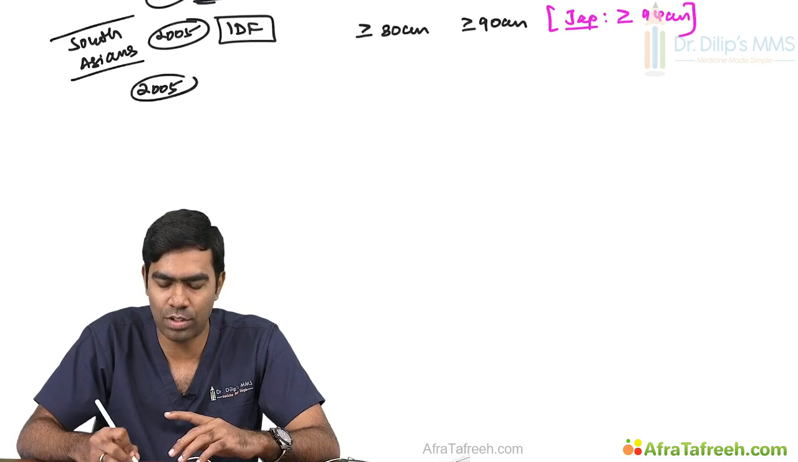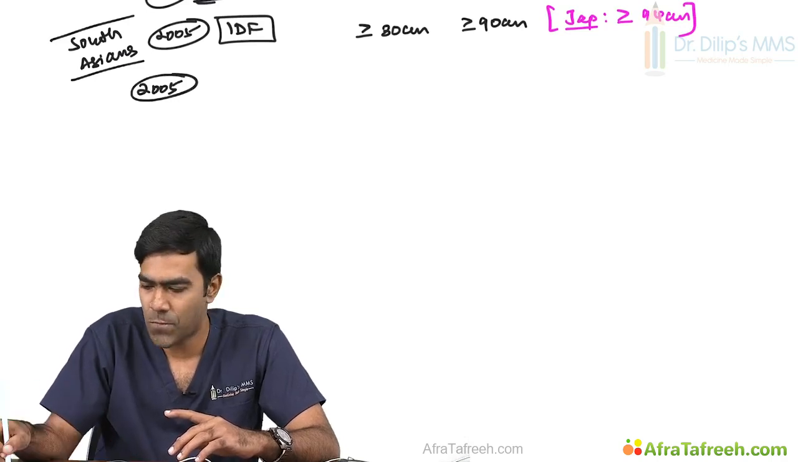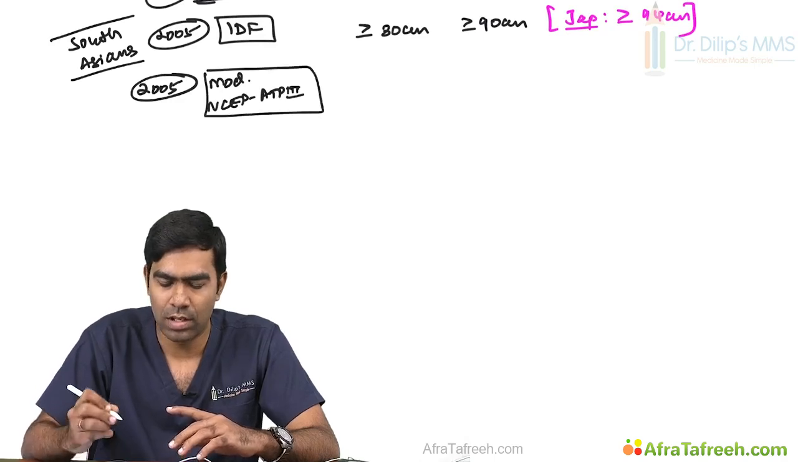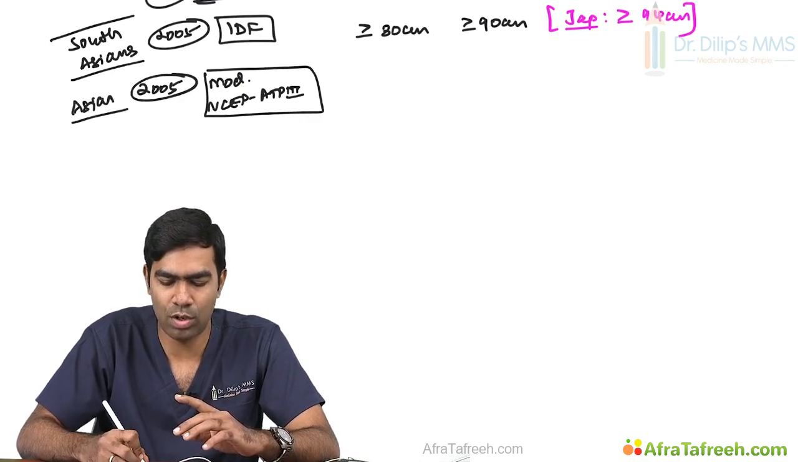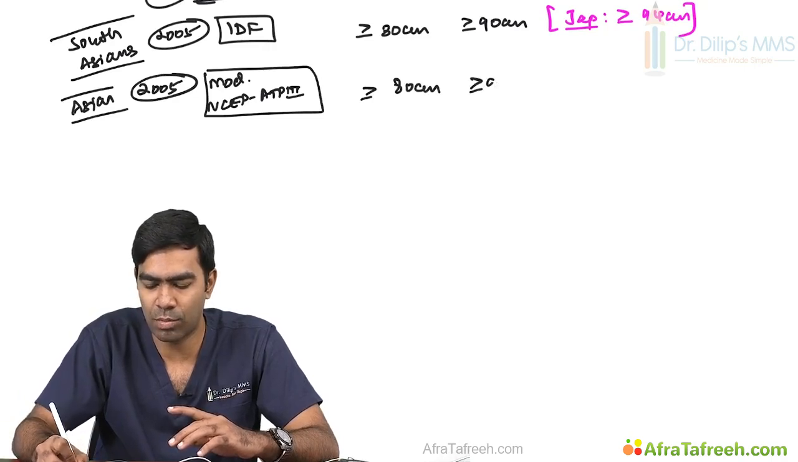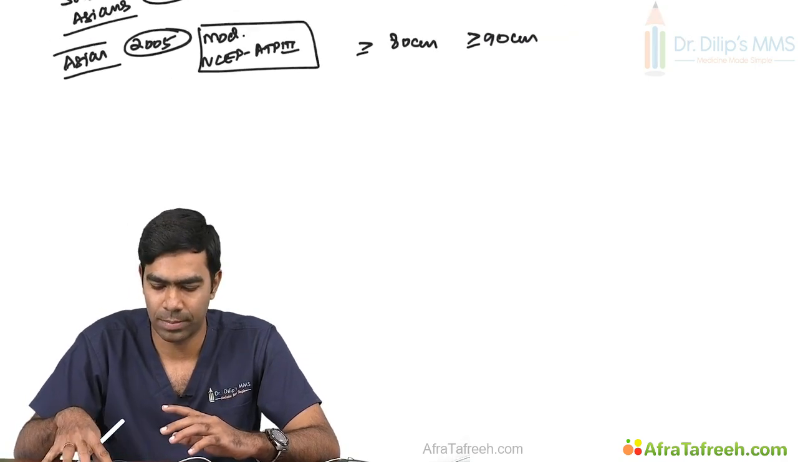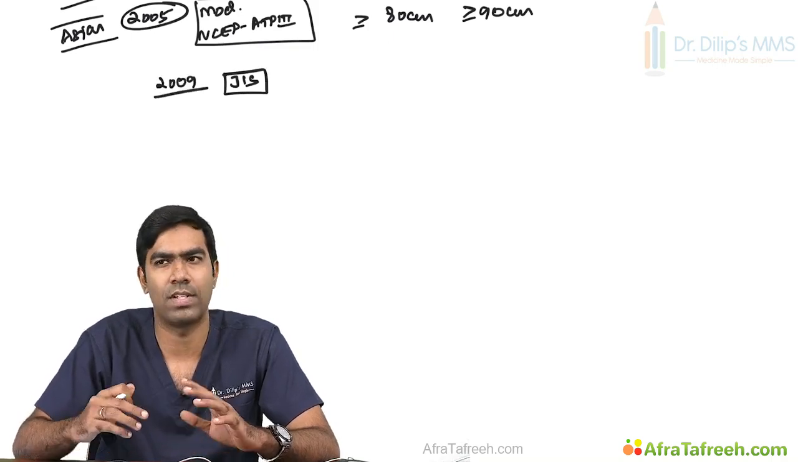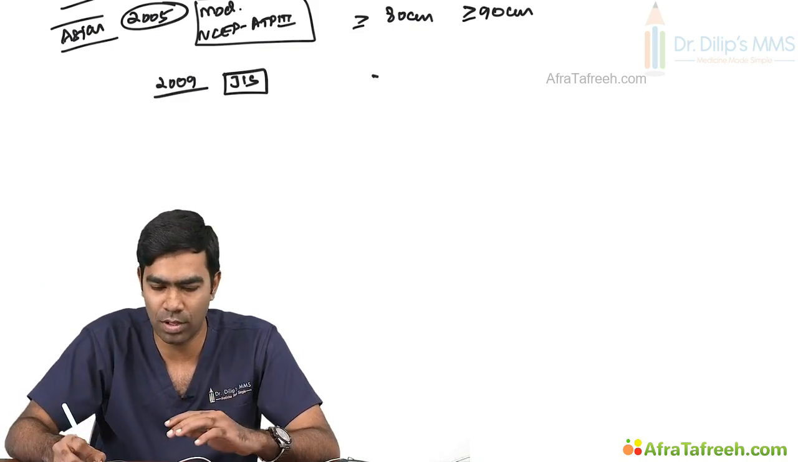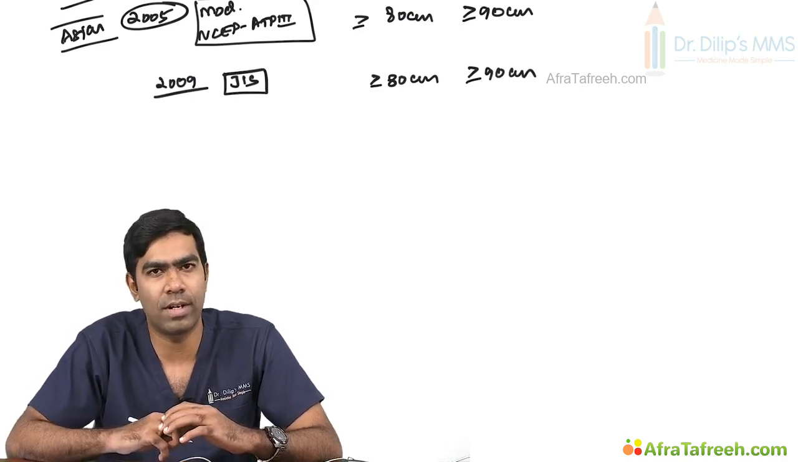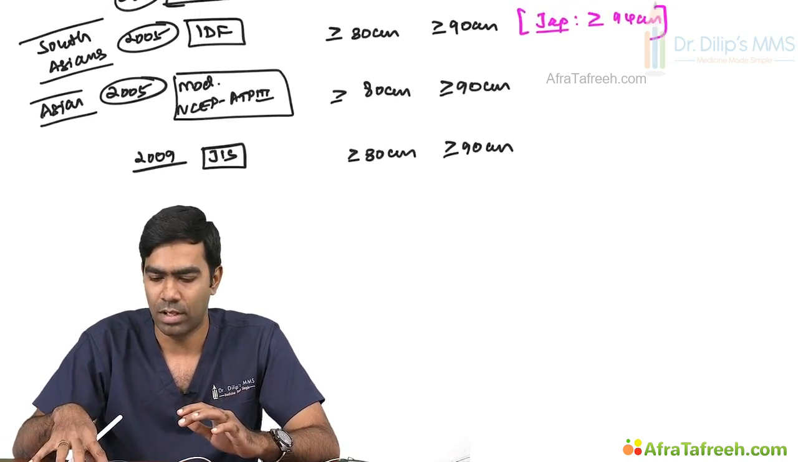Then in 2005, within a short span of time, the NCEP ATP3 once again modified their guidelines with regards to Asian perspective, not only South Asian perspective, where they told more than 80 centimeter in case of females and more than 90 centimeter in case of males. And finally, JAS classification came in 2009, which agreed to all the other points in metabolic syndrome. Once again, it told increased waist circumference means more than 80 centimeter in females and more than 90 centimeter in males.